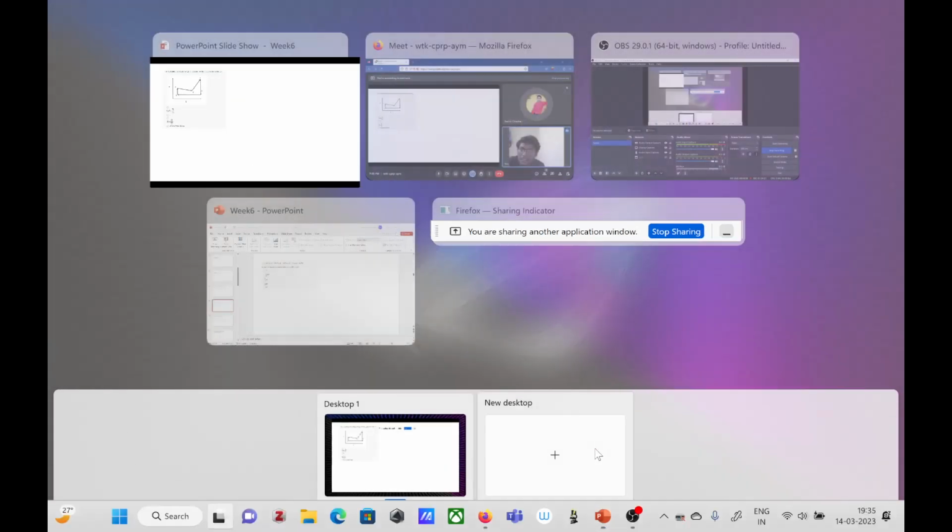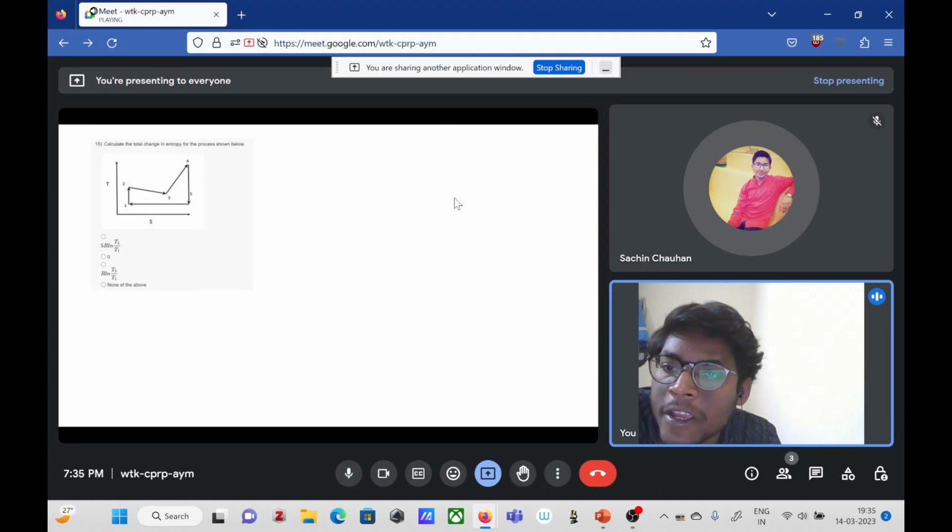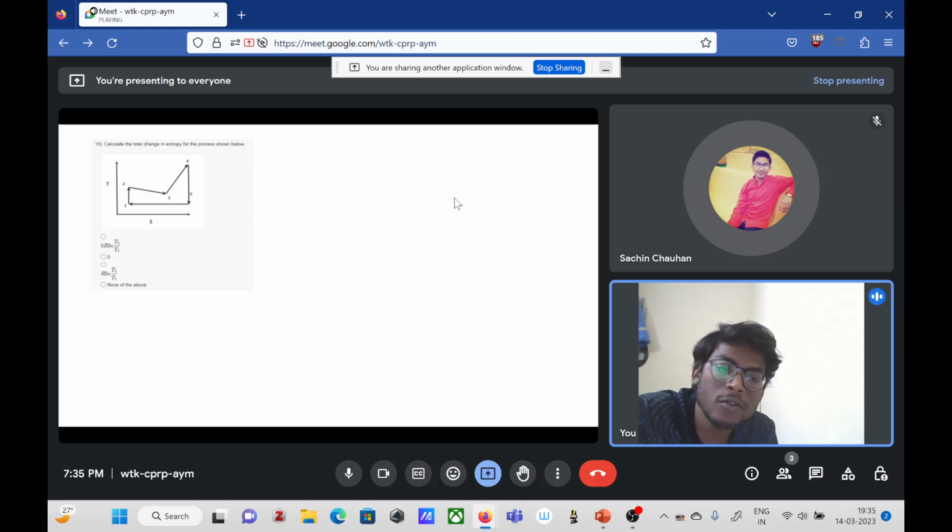This is quite interesting. The problem seems very difficult, but it's not very difficult. The problem says calculate the total change in entropy for the process shown below. The process starts from 1, then goes to 2, then 3, then 4, then 5, and again reaches 1. Now without doing any calculation, can you say the answer? You actually need not do any calculation. It is just theory.